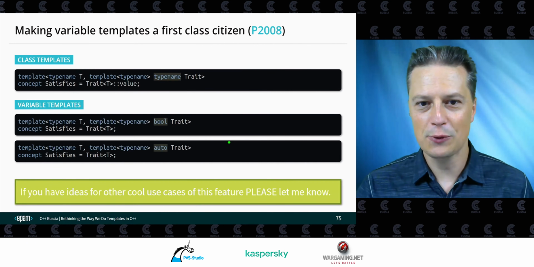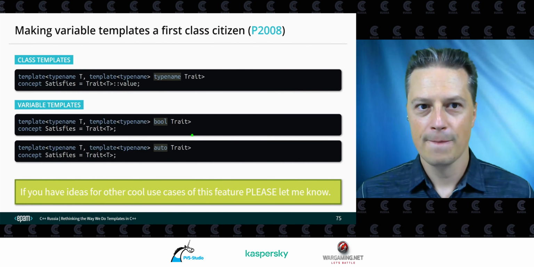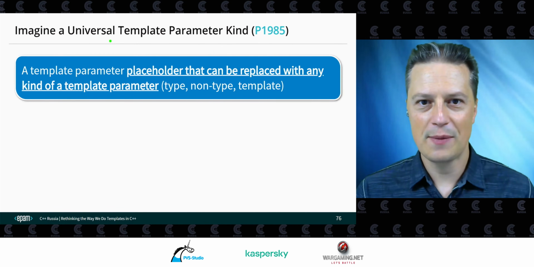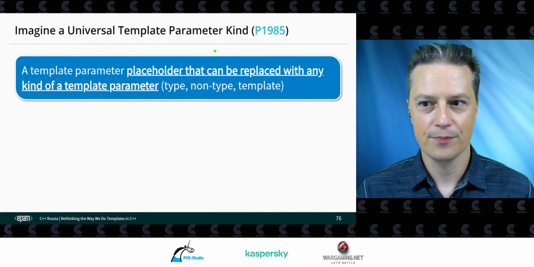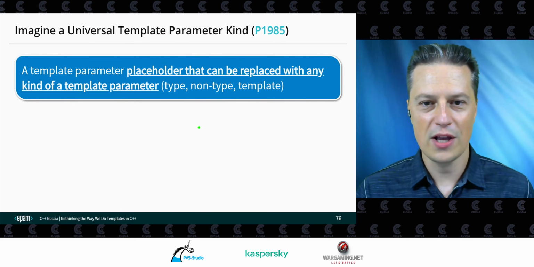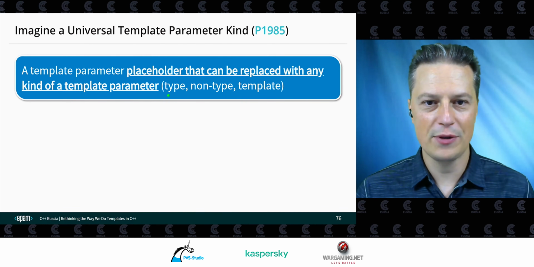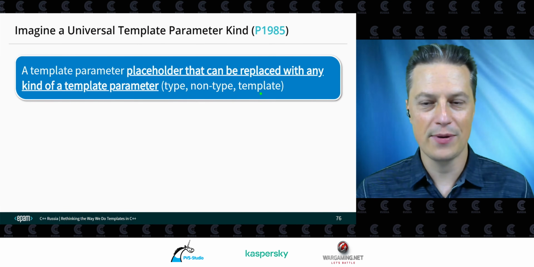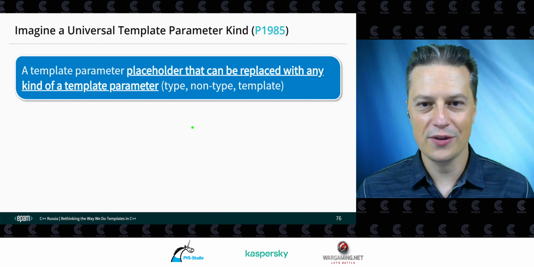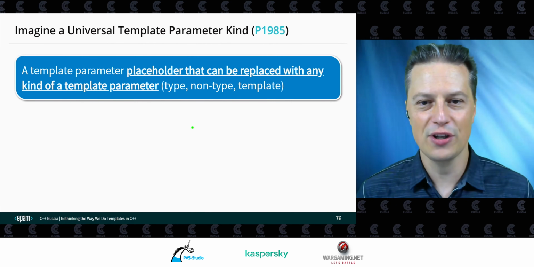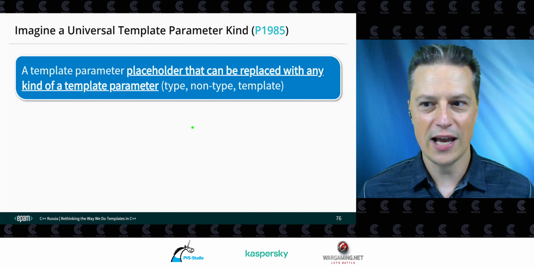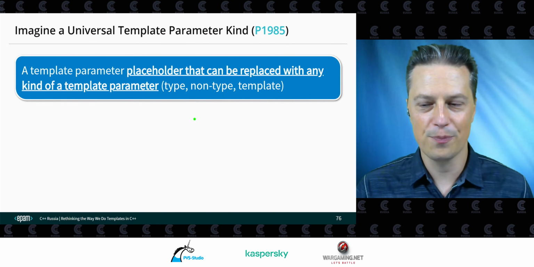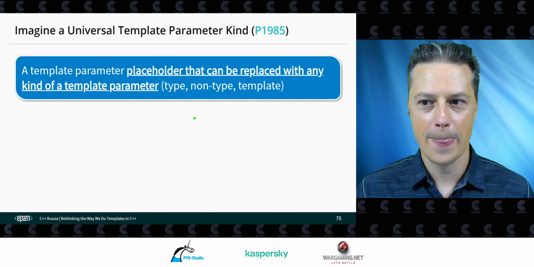Another interesting feature that I would like to see in the language are so-called universal template parameter kinds. So as we've learned, we have 3 types of parameter kinds. We have types, non-types, and templates. But you cannot write one signature that basically says, I don't care what the type is there. I want it all. I want to make this template work with everything.